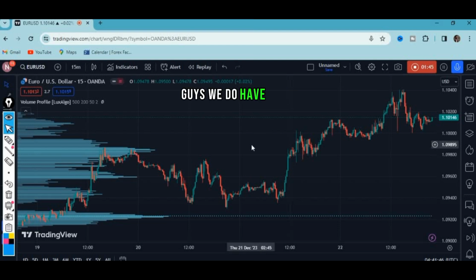So guys, we do have very many volume profiles. You will see a volume profile like this, and you will also see other different kinds of volume profile. We have a fixed volume profile, and we have another one. I don't want to call it movable, but it actually highlights every level on your chart.